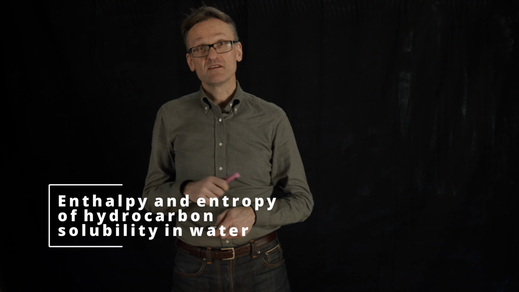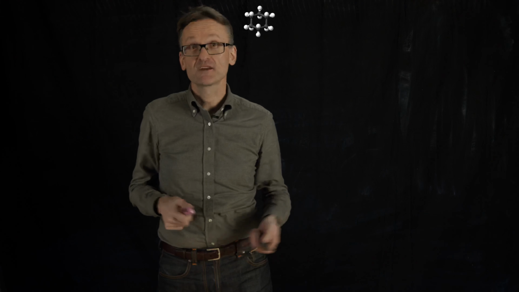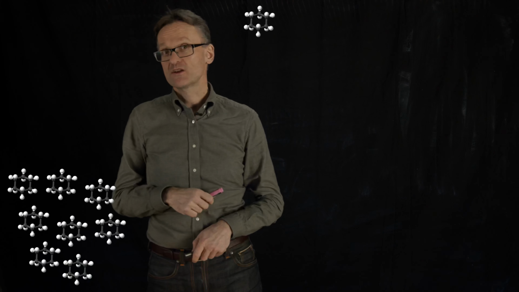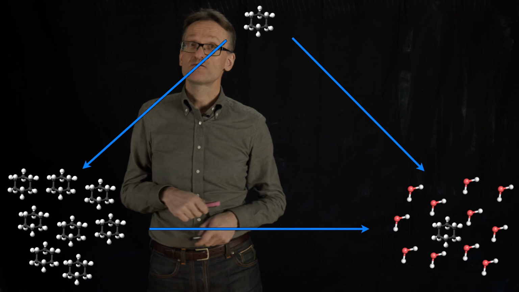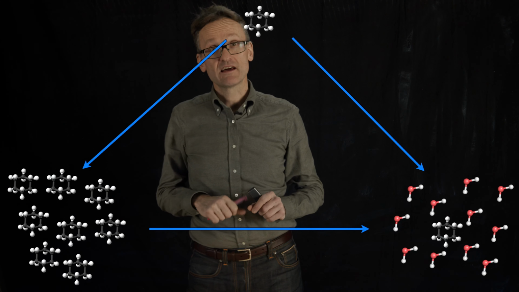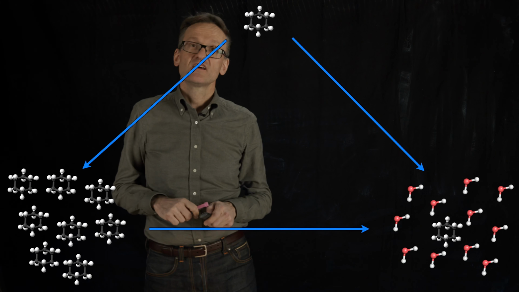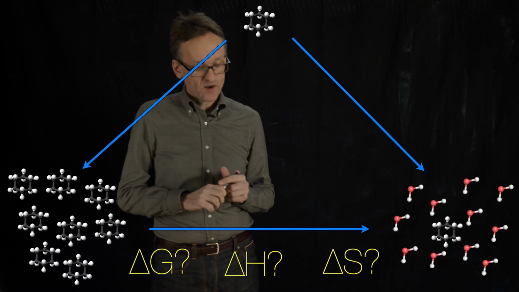I'm going to start with something even simpler. A single cyclohexane molecule in vacuum, not interacting with anything. Put it either with lots of its friends in liquid cyclohexane or in water, and let's compare the free energies along these different paths. Note that the signs are correlated with the direction of the arrow, right? That makes sense. And we would like to know all the components of this process. We already know a little bit about that.